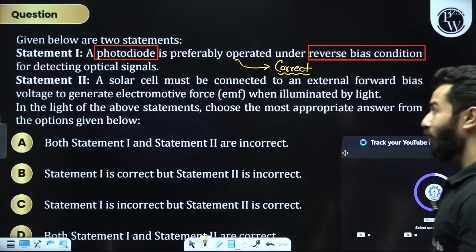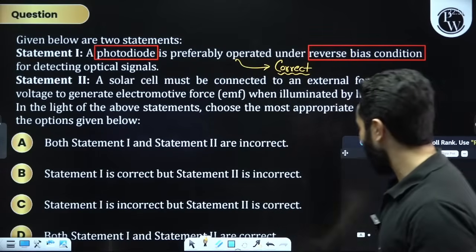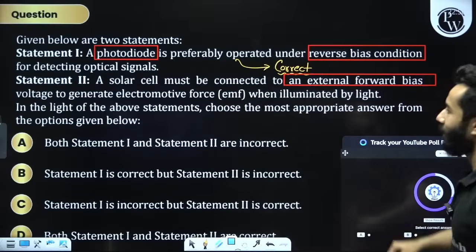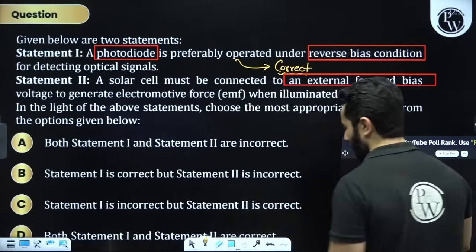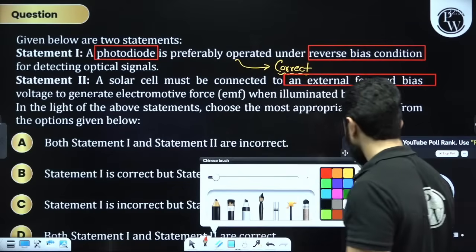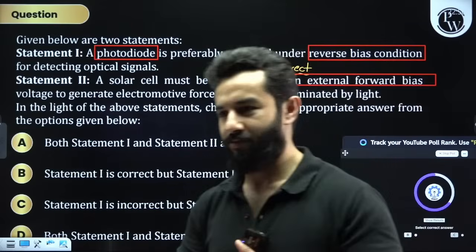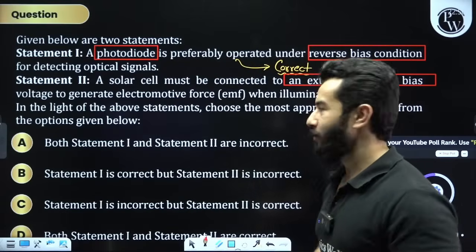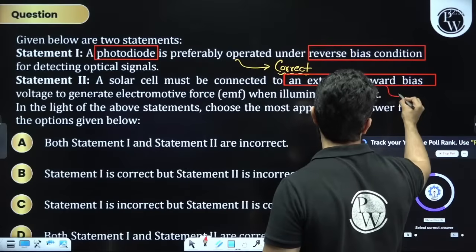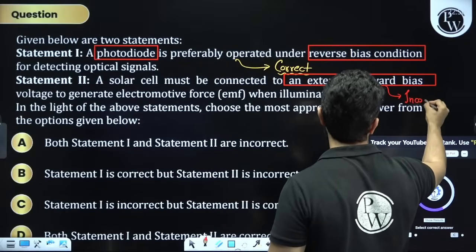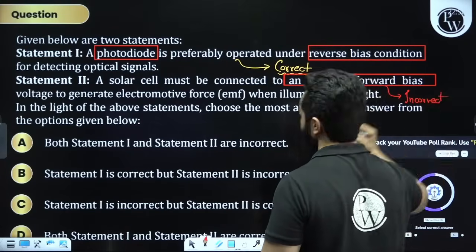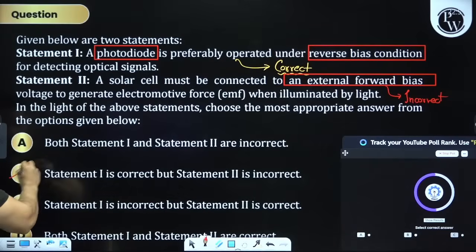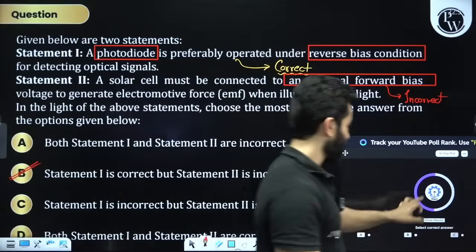Second: a solar cell must be connected to an external forward bias. This is absolutely wrong. We use a solar cell to get power, to get energy, right? We don't have to provide any external bias to it. So this is incorrect. So statement 1 is correct, 2 is incorrect. Option B is going to be the correct answer.